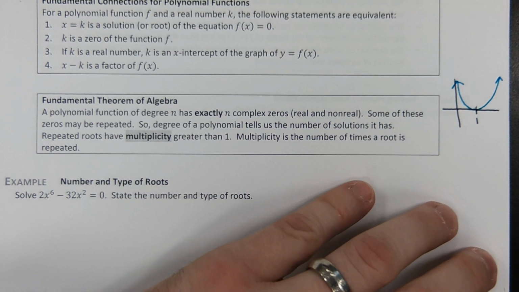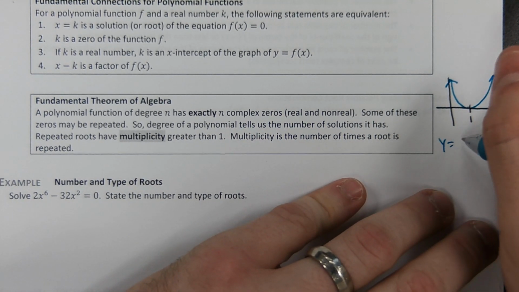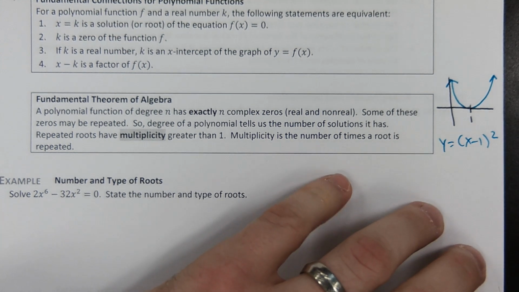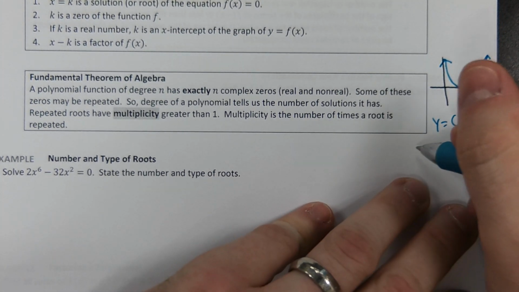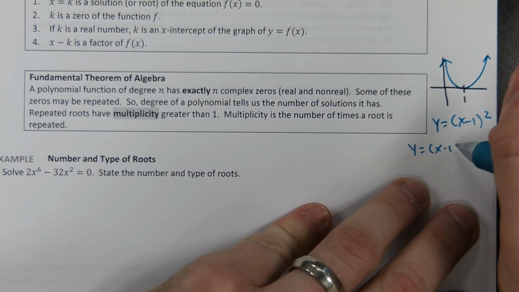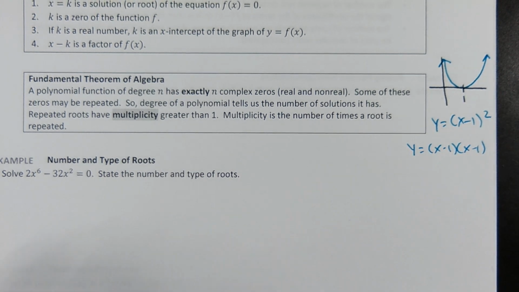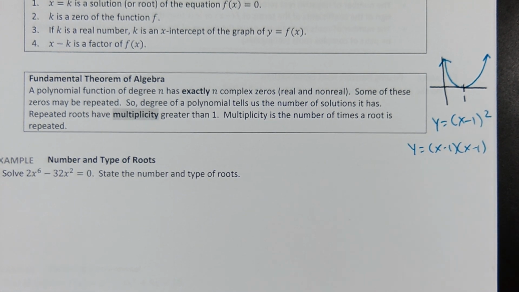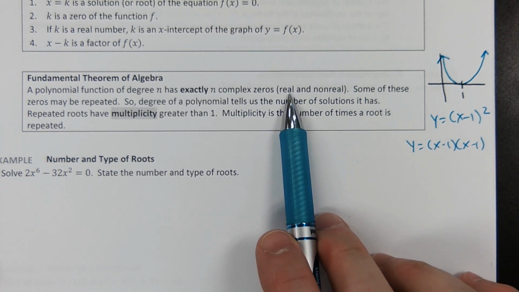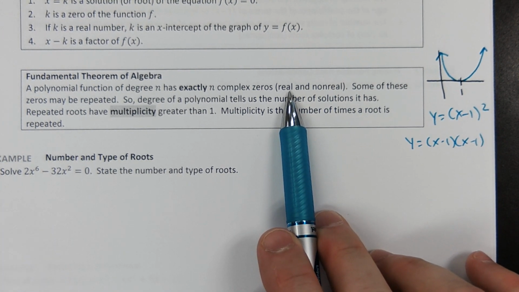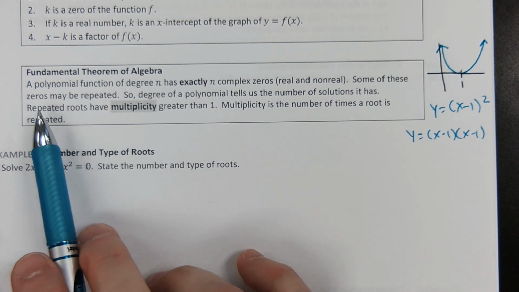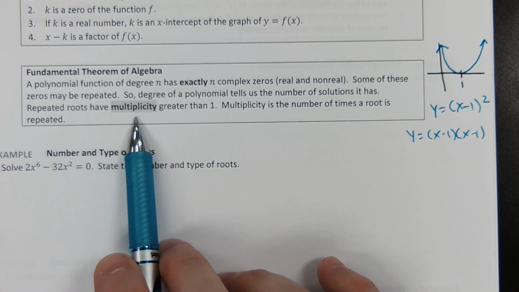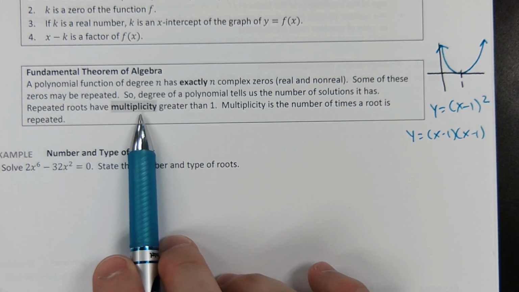Then the formula for this could have been y equals (x minus 1) quantity squared. But you know that set of parentheses could have been written twice, right? That means there were actually two solutions: x equals 1 and x equals 1. They were just the same number. So not only do they not have to be real, they also don't have to all be different. They can repeat. And repeated roots will have a multiplicity, vocabulary word for you, that is greater than 1.